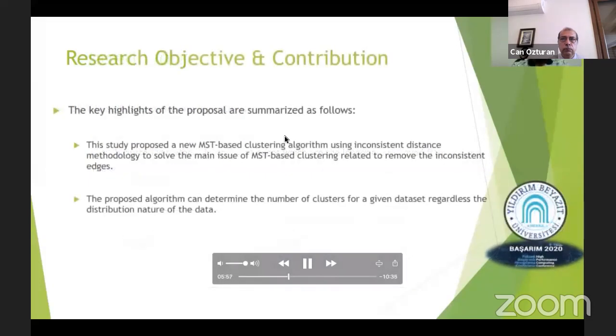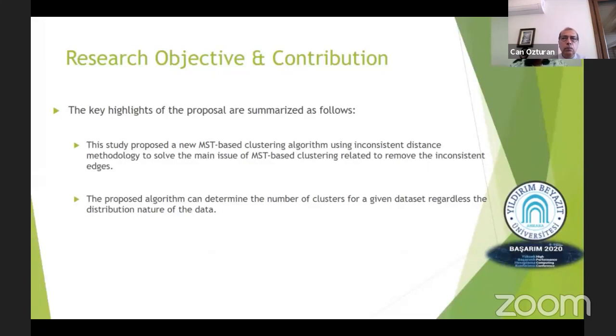So the research objective and contribution of this work: we propose a new data clustering algorithm based on MST and based on inconsistent distance methodology to solve the main issue of MST-based clustering algorithms, which is identifying the inconsistent edges. So the proposed algorithm can determine the number of clusters of a given data set, regardless of the distribution nature of the data.